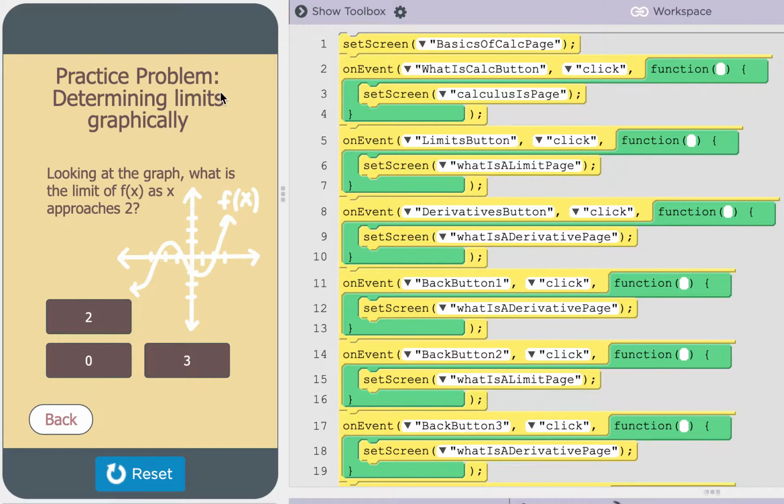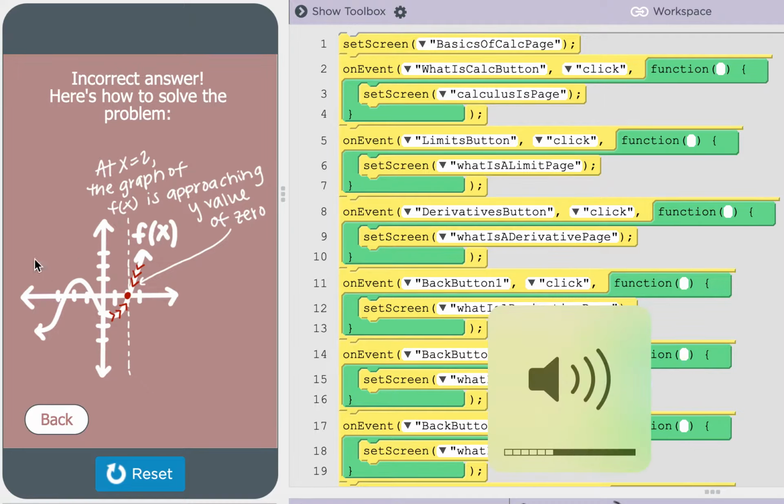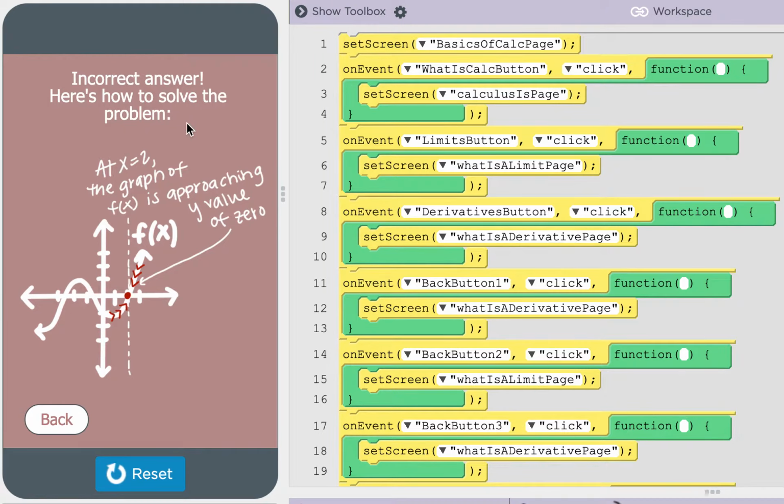that is on determining limits graphically. Looking at the graph, what is the limit of f(x) as x approaches 2? Maybe you don't completely understand this topic and you think it's 3. If you get the incorrect answer, you hear a fun little sound, and then you see that you got the question incorrect, and it gives an explanation of how you find the right answer.